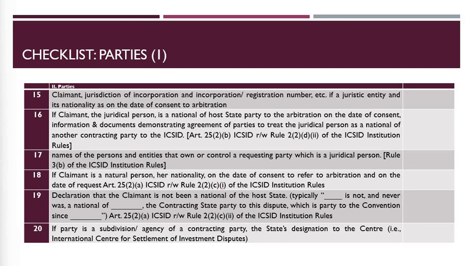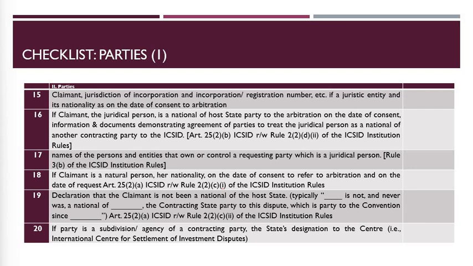Serial number 17 requires mentioning of the names of the persons and entities that own or control a requesting party, which is a juridical person. This is in line with Rule 3B of the ICSID Institution Rules, which states it is recommended that the request include the names of the persons and entities that own or control a requesting party, which is a juridical person.